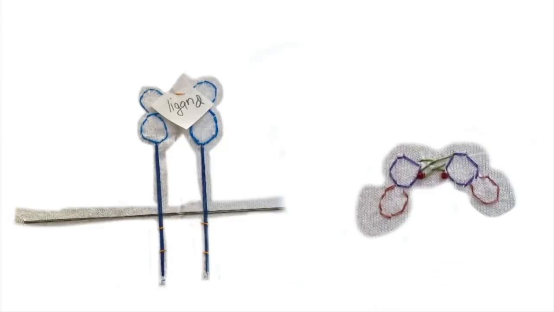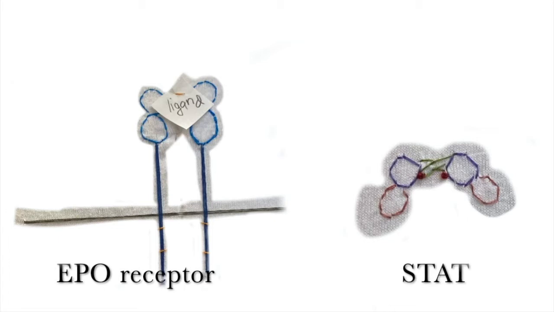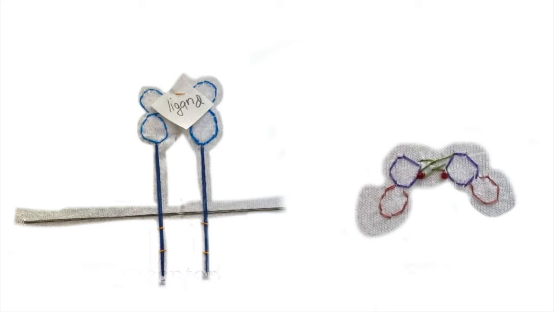Some other materials that you're going to need are the EPO receptor, which is embedded in the membrane, and also you're going to need STAT, which is a regulatory transcription factor. And here we actually have a STAT dimer, but we'll see it as a monomer first.